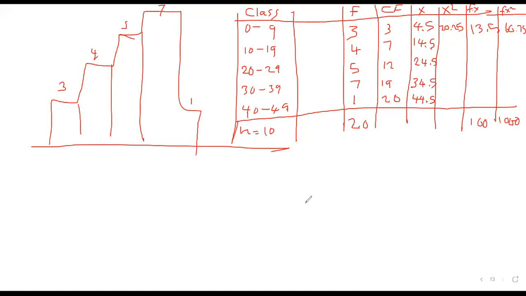In the interest of time, let's start with the mode. Mode means the highest frequency. L plus... I'll give you a shortcut method: D1 over D1 plus D2 times height. So the first thing is to find the highest frequency here. It's 7. So this is your Fm. On top of it, F1. Below it, F2.